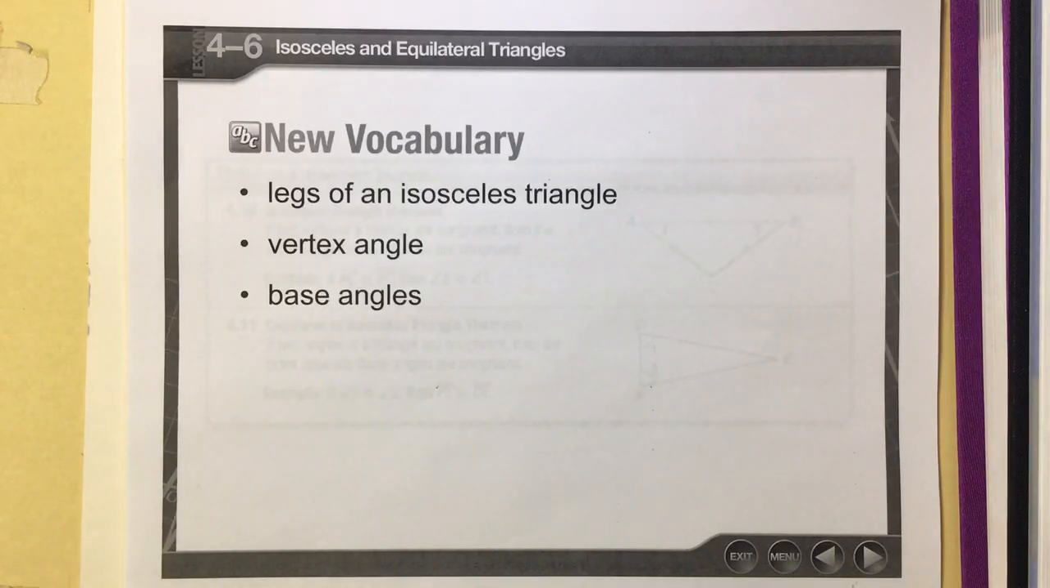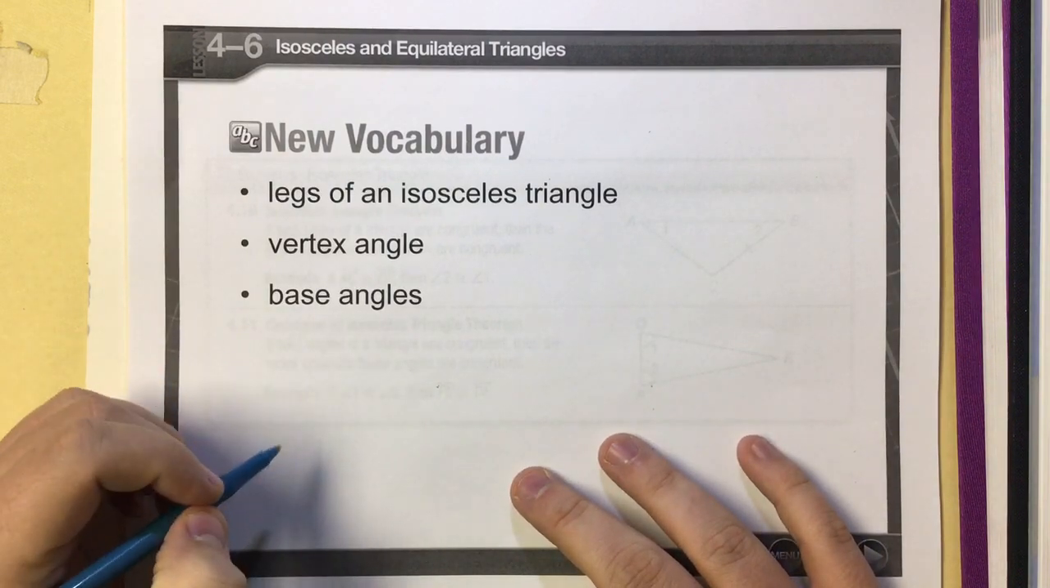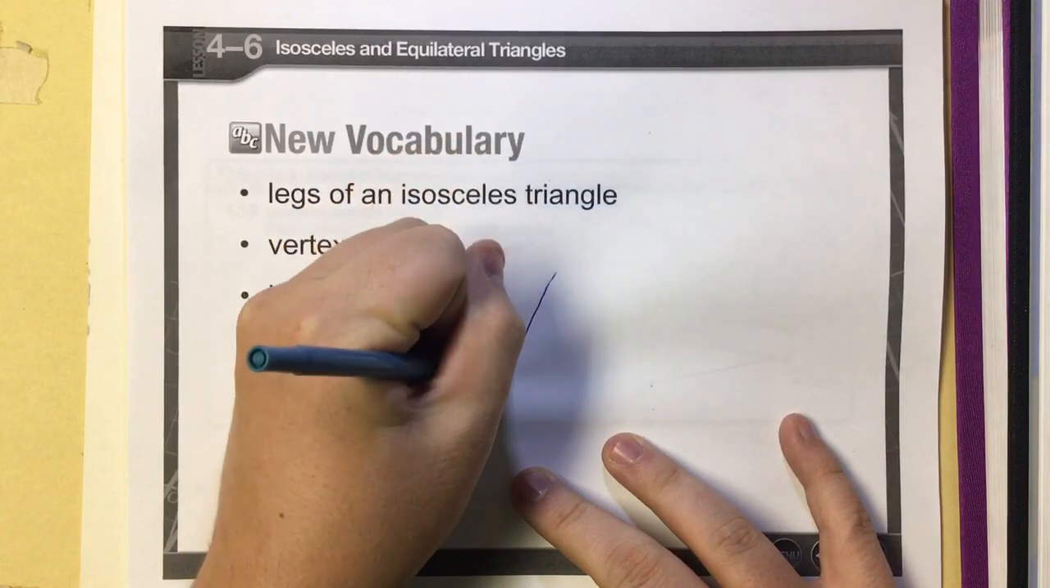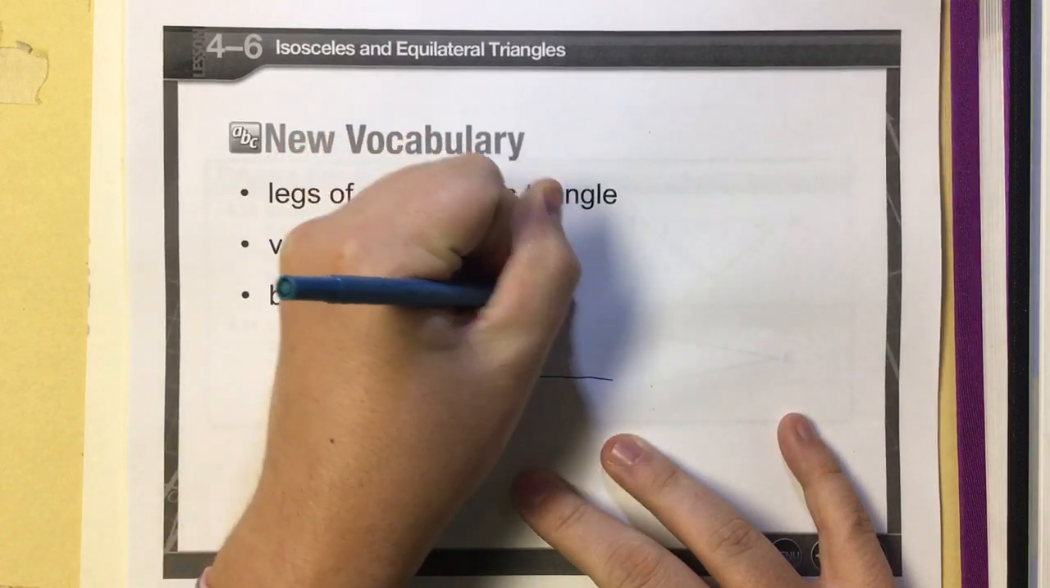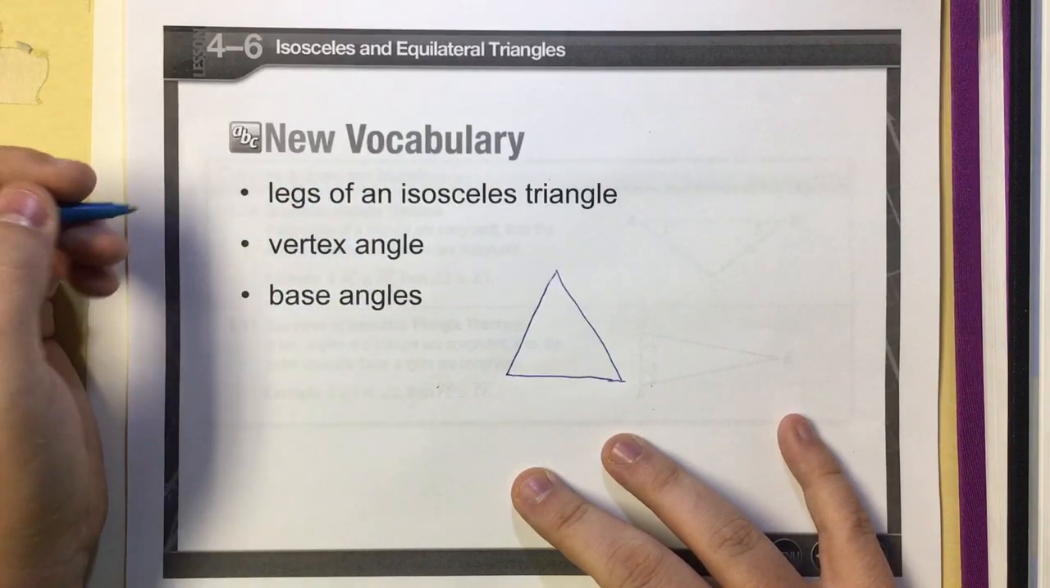All right, everyone. Today we are going to be doing Chapter 4, Section 6 on isosceles and equilateral triangles. First thing we have here is a little bit of vocabulary, and probably the easiest way to show what this vocabulary is with a picture. All of these words have to do with an isosceles triangle.